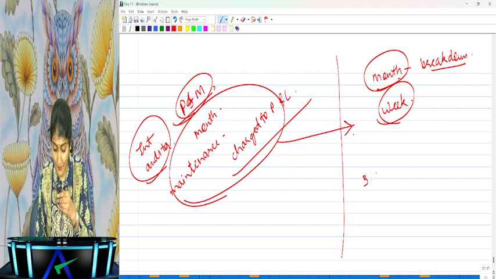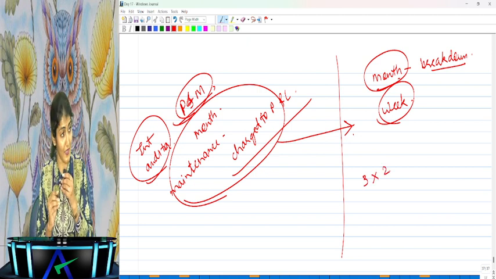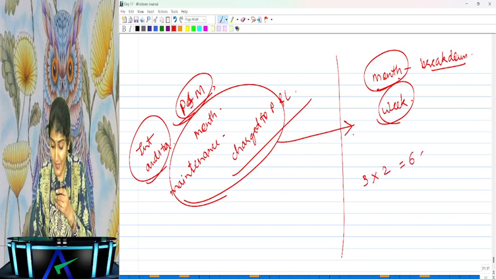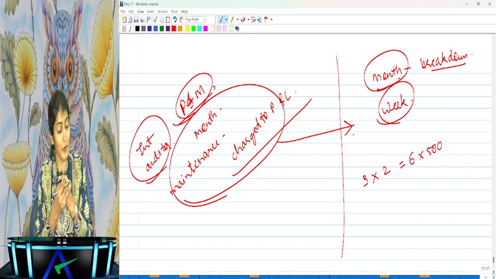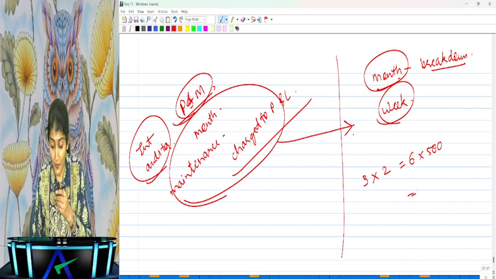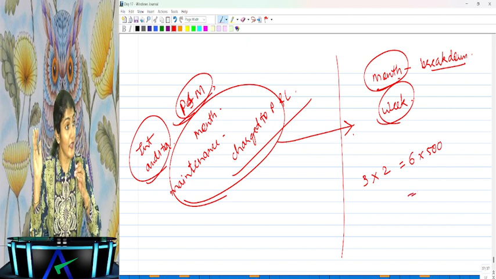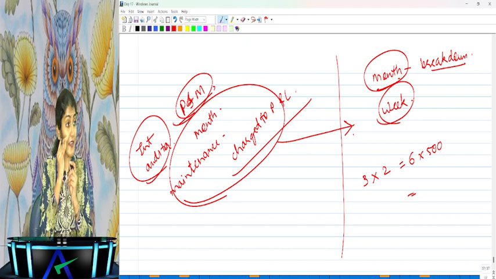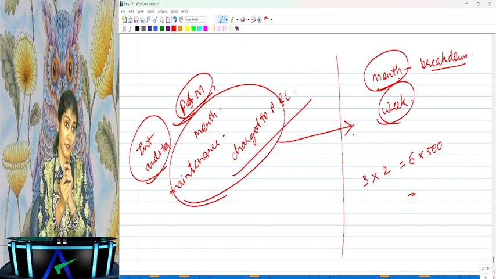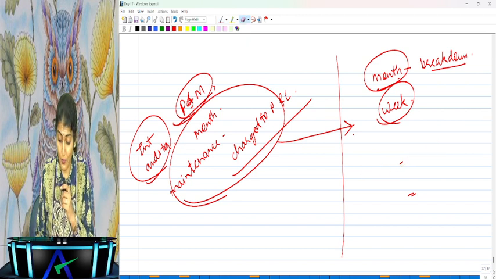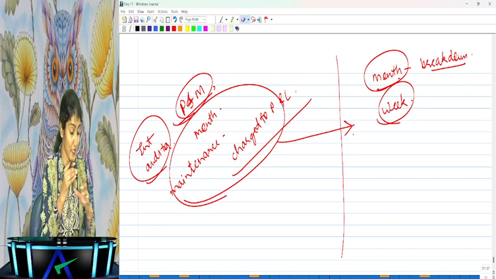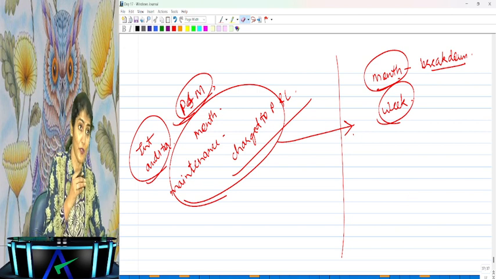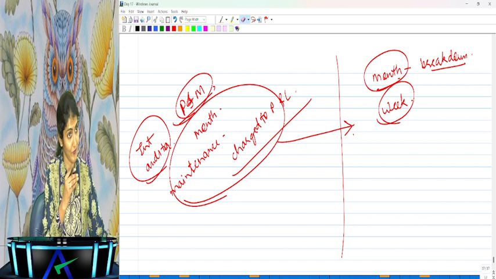So 3 relatives coming per day, each of them taking 2 coconut waters, and likewise there are 500 patients in the hospital. So in a day, 3000 empty coconuts are in the garbage of the hospital. Now look at the size of the dustbin in the hospital: you put one coconut, you put the second coconut, and it is full.